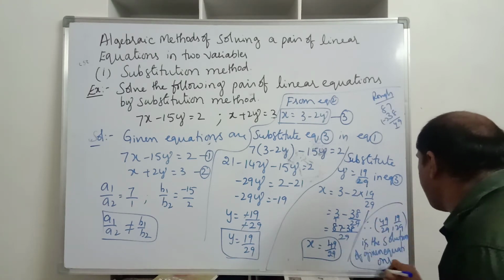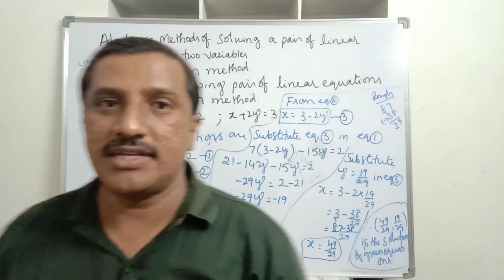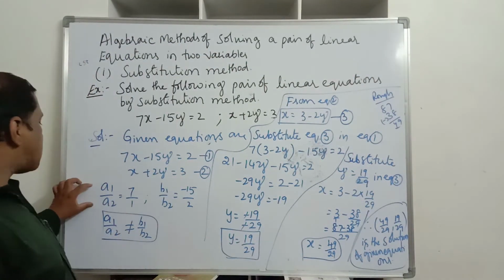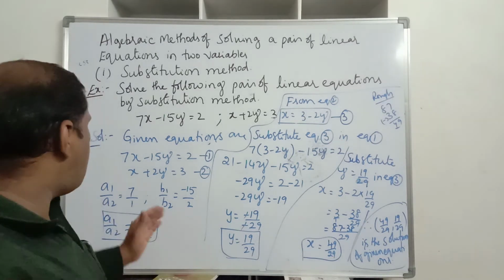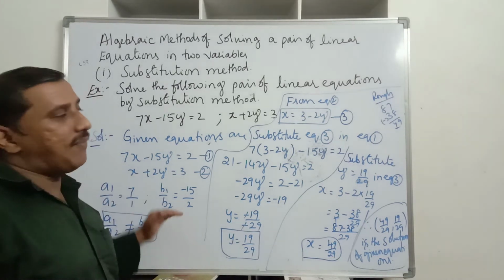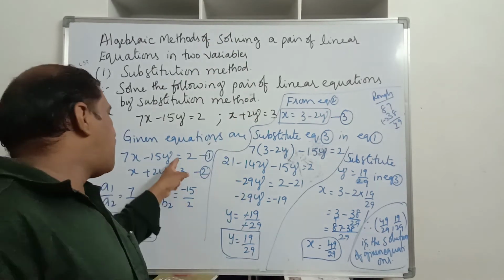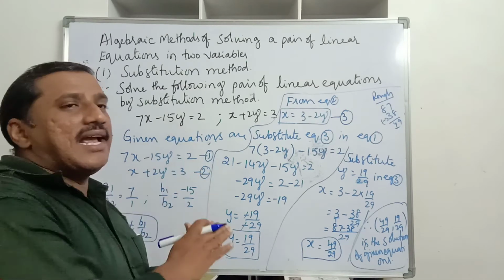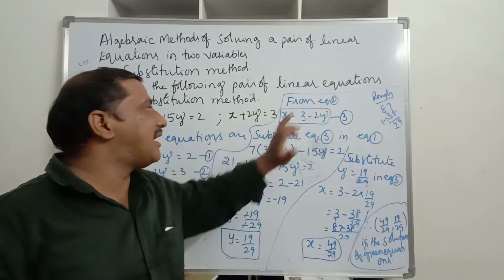So like this we will find the solution of the given equations. This method is called substitution method. Here the first step is you have to identify whether a1 by a2 is not equal to b1 by b2. If it is not, then the method is applicable. So what is the first step? From any one of the equations, write x in terms of y or y in terms of x. That you take as equation 3.